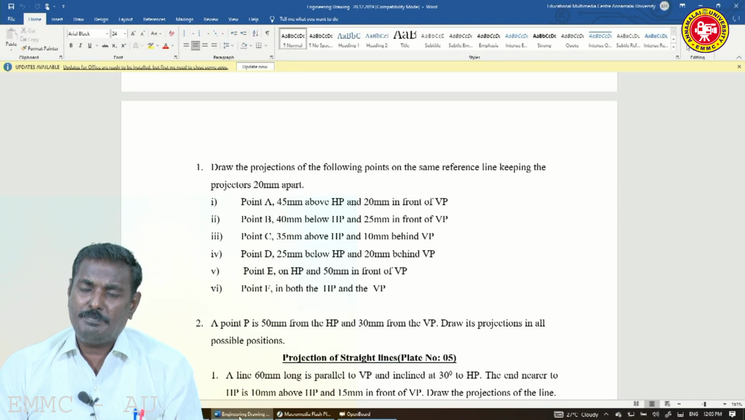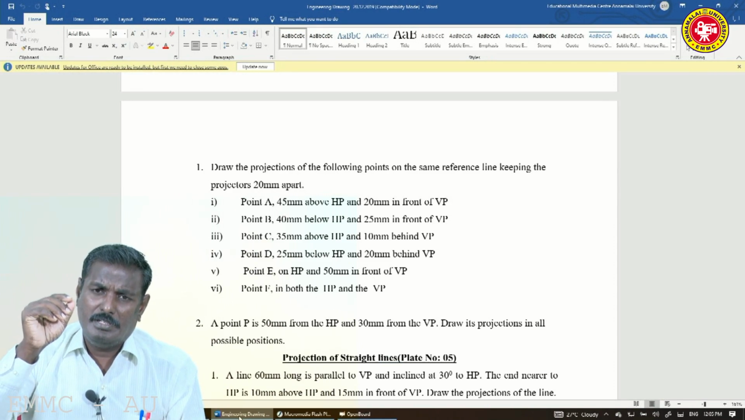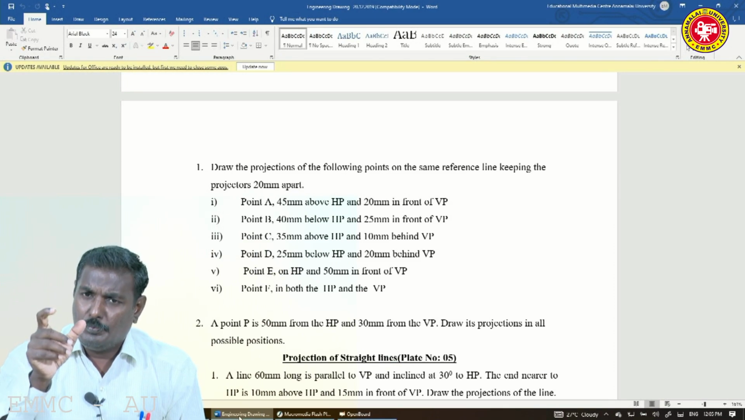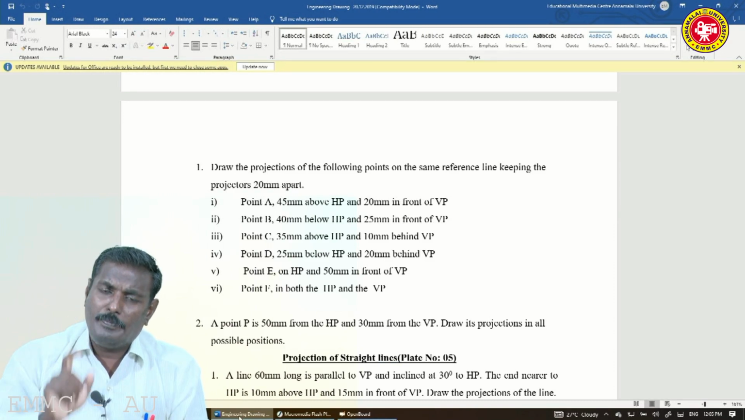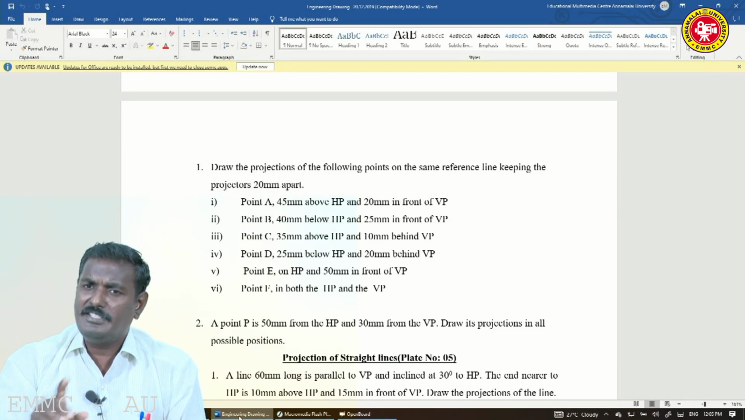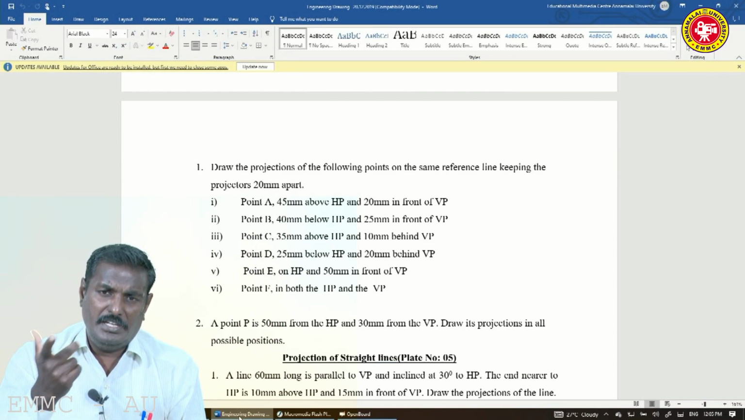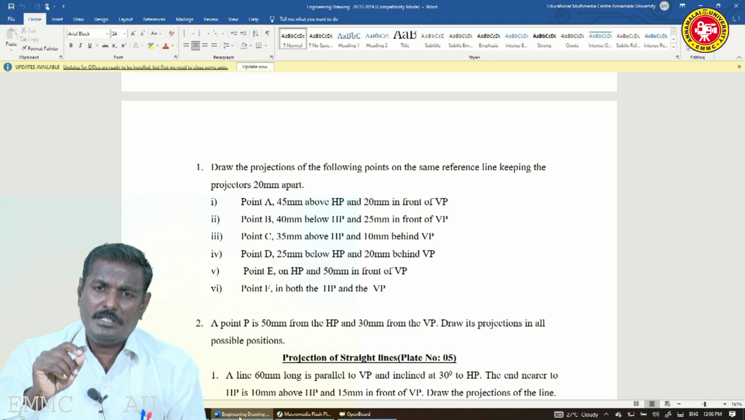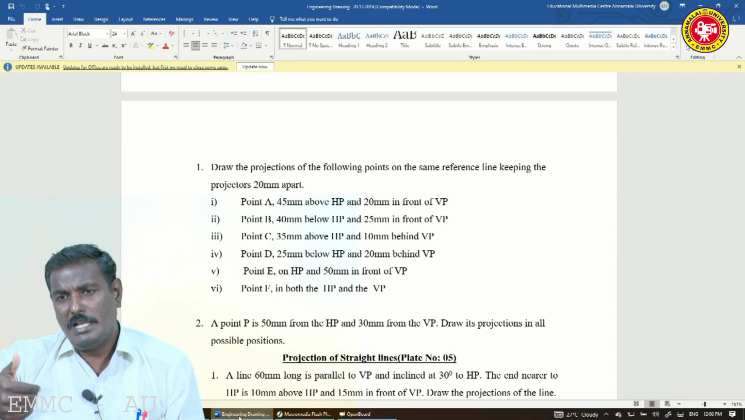One concept you have to keep in mind: if any point is given, or any object is there, and you project it onto a plane, either the vertical plane or the horizontal plane, and you find the elevation or the plan, once you have found the elevation, how do you find the other one?